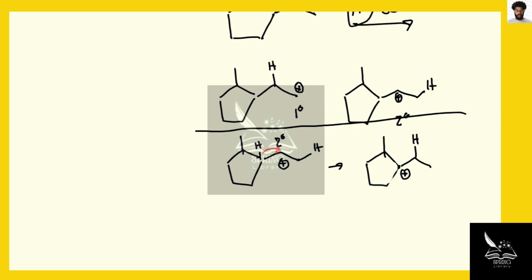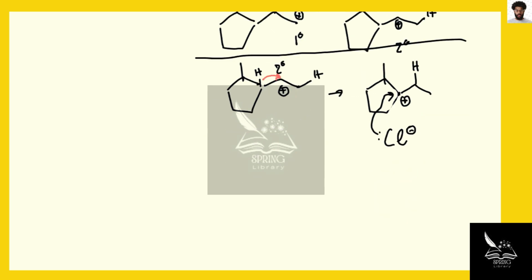Finally, the Cl-, which we generated in the first step, can attack, generating the chloroalkane that we expect when adding HX across a double bond, like so.